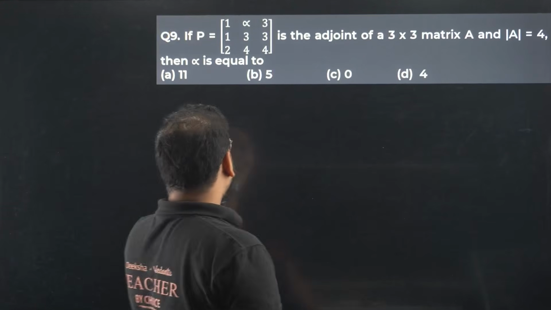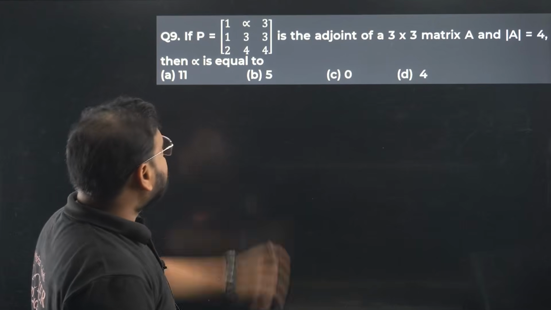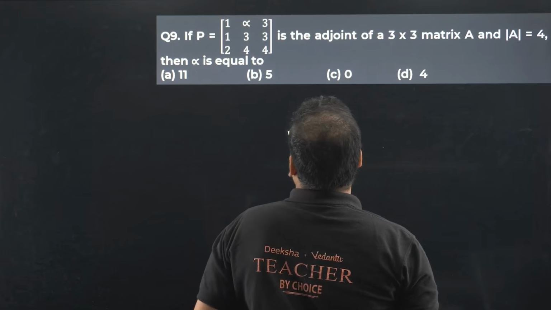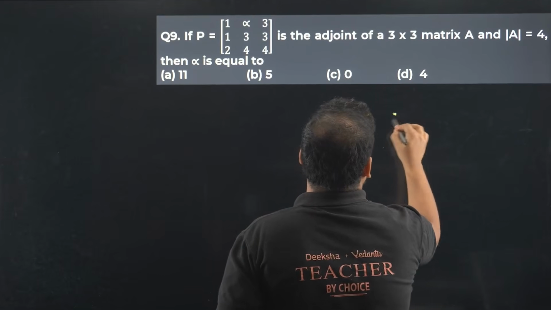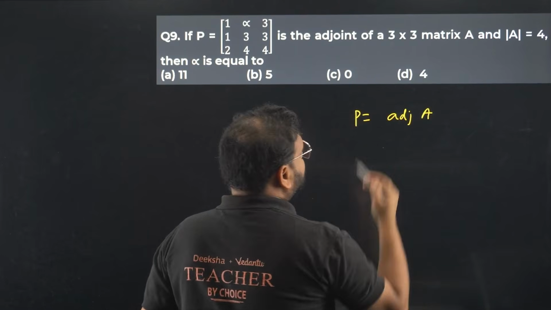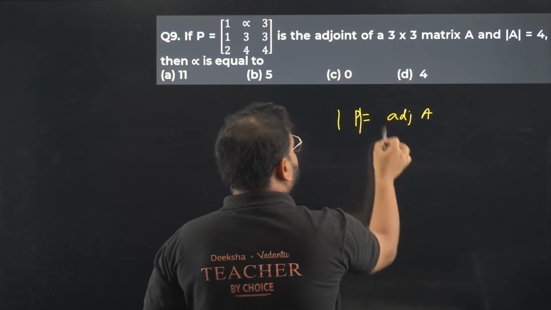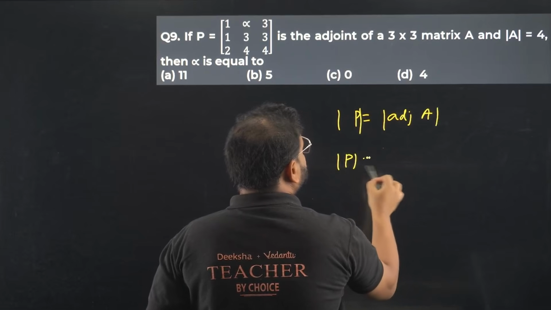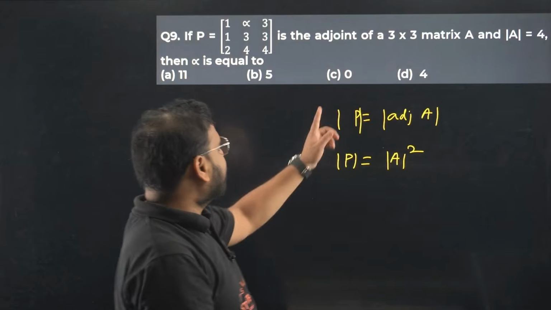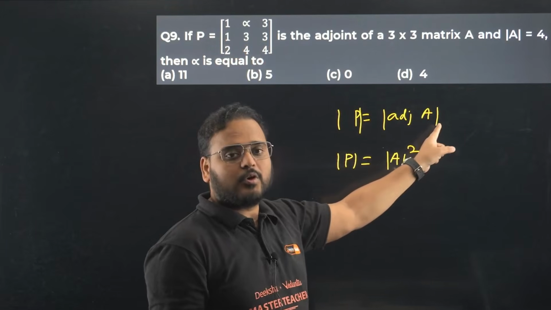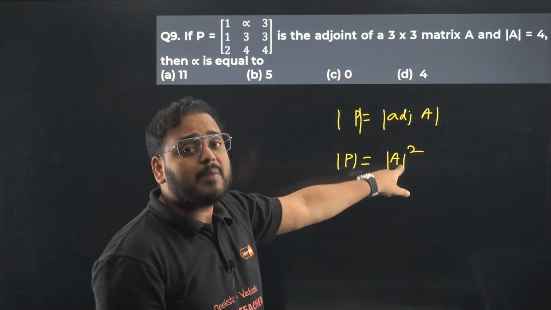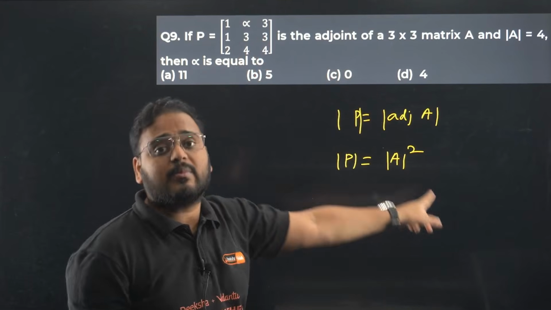If P equals 1 alpha 3, 1 3 3 and 2 4 4 is the adjoint of 3 cross 3 matrix A. What are they saying? P is equal to adjoint of the matrix A, and determinant of A is given as 4. Do one thing, apply determinant on both sides. I get determinant of P equals determinant of A power 2. We have been given P is the adjoint of A, and we also know determinant of A, so I have to use the property. Determinant of P will become determinant of A power 2 because order is 3 over here, so 3 minus 1 is 2.